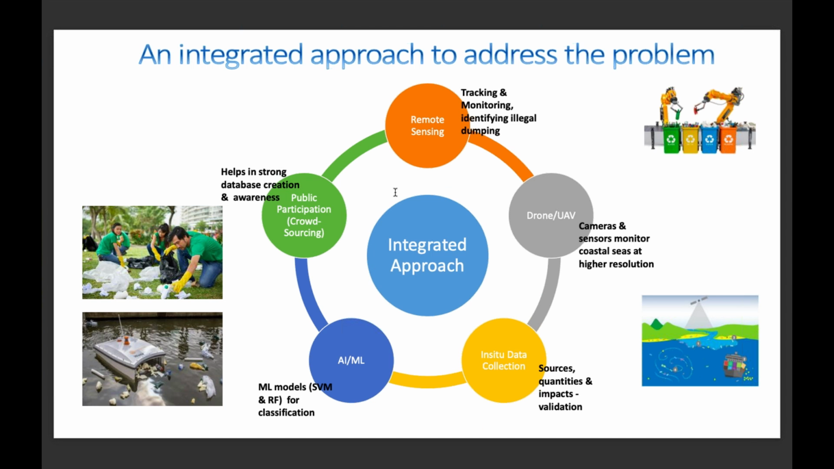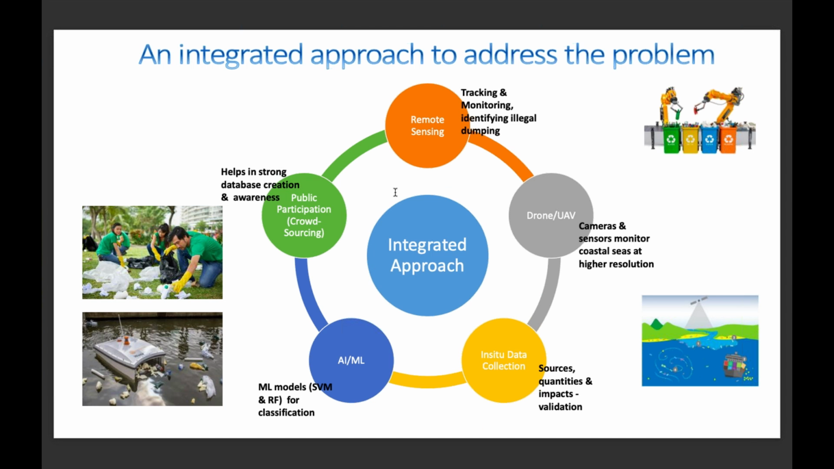Next slide, Manish. Yeah. So as I mentioned, we need to have an integrated approach to address the problem. And let us start this with remote sensing. So we all know that satellite images can be used to track and monitor the waste in the oceans, and also we can identify the accumulation zones. Along with that, we can also identify the illegal dumping sites using these kinds of high resolution satellite images.